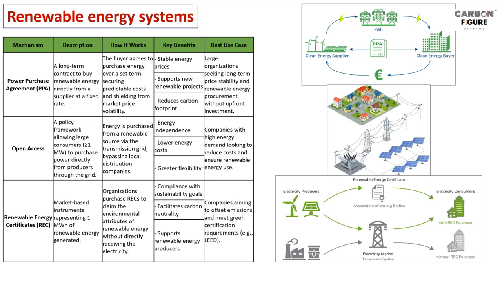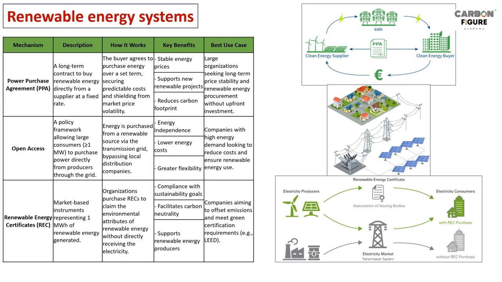So we have different mechanisms for incorporating renewable energy systems into our buildings. They are the power purchase agreement, PPA, open access, and then the third one is renewable energy certificates. A lot of other instruments are also there, but these are the top preferred renewable energy instruments, right? So what are they? On the right side we have the visuals. Let us talk about the table description first.